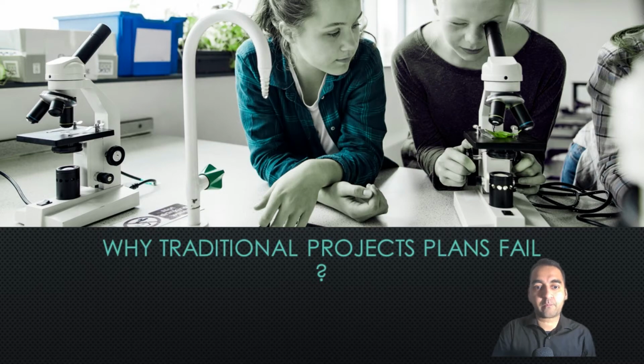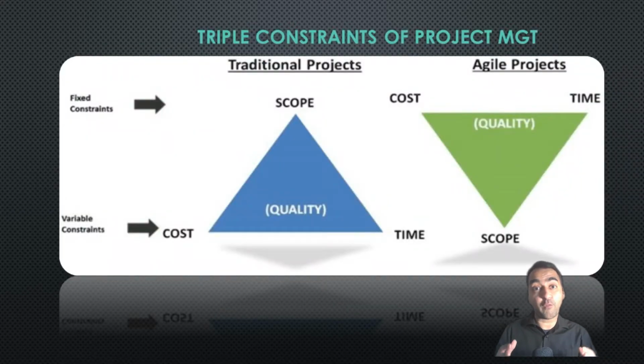So let's start. If you look at the triple constraint of project management in a traditional project plan, the reality is not looked at, which means in a traditional project plan, the fixed constraint is the scope and the variable constraints are the time and cost. But in reality, most companies have a fixed budget and fixed time. And that's where traditional plans always have budget overshoot or delays in delivering value, or they reduce the center part of this diagram, that's quality.